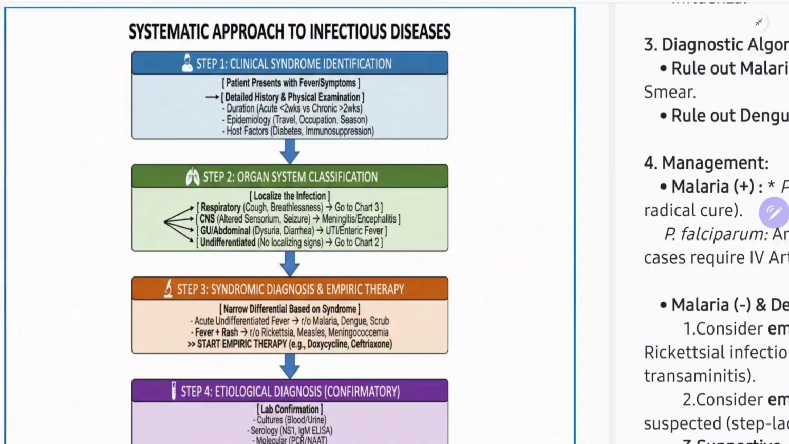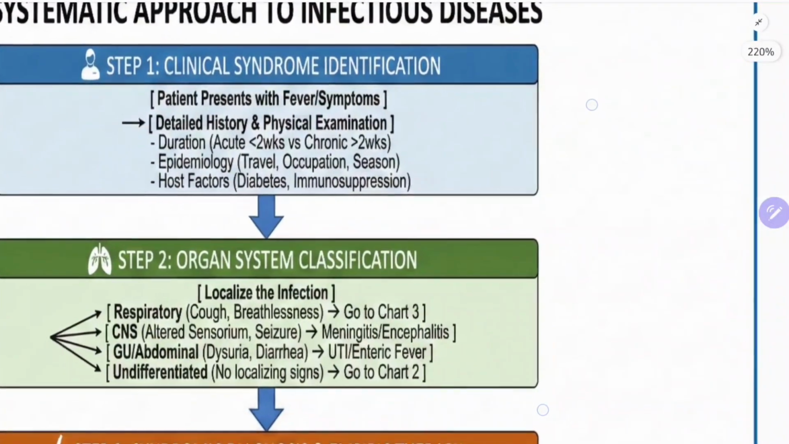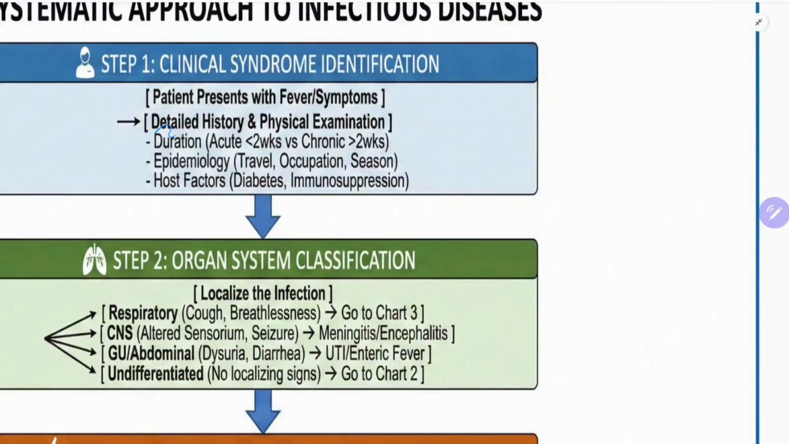So here is the flowchart. Systemic approach to infections. First, you will identify the clinical syndrome, like a patient presents with fever and symptoms. You will take a detailed history and physical examination. Duration is very important. Acute, you call it less than 2 weeks. Chronic, you call it more than 2 weeks.